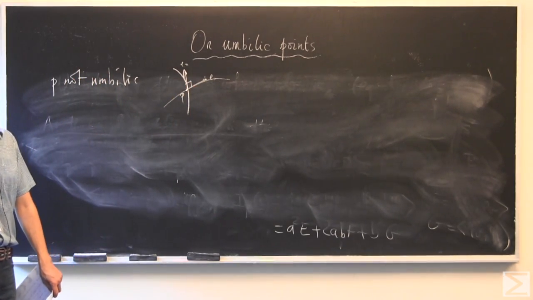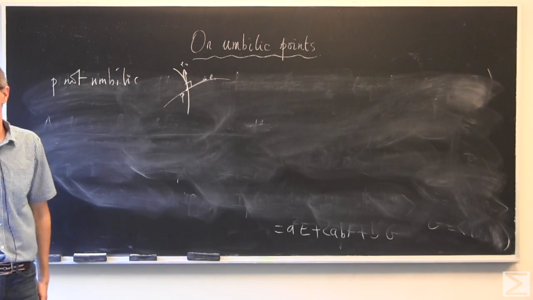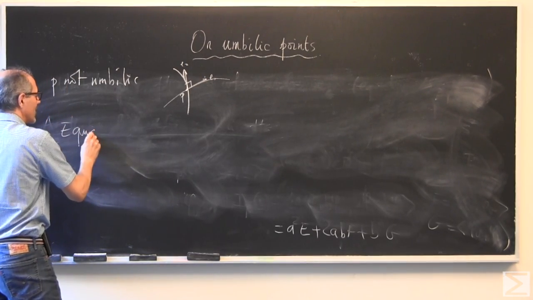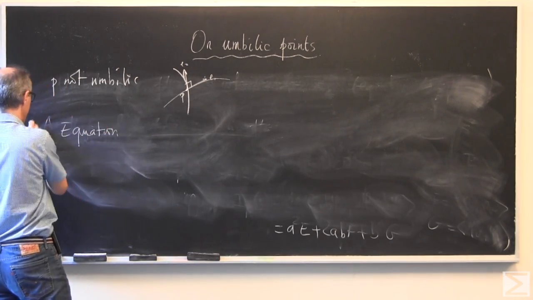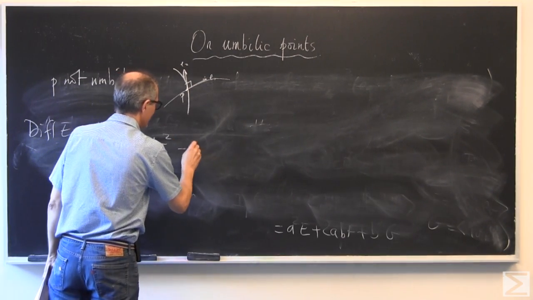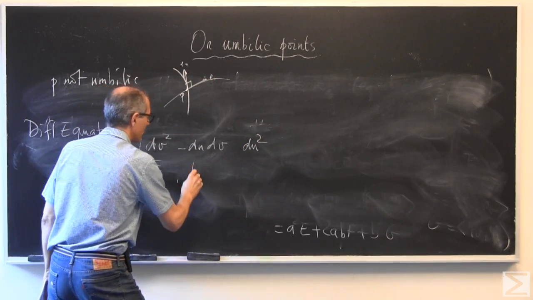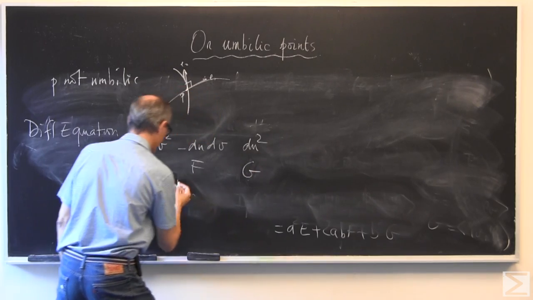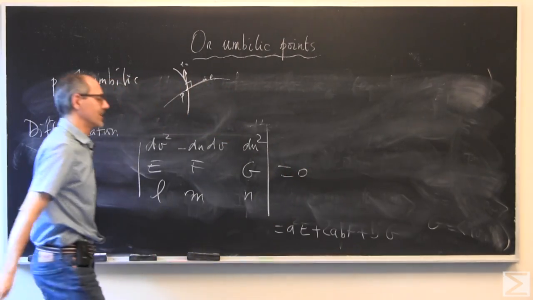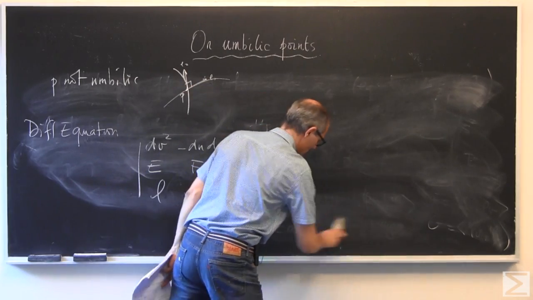So there are two lines of principal curvature at each non-umbilic point. Okay, and the differential equation of the line of curvature is easy to remember. It's just you put the coefficients of the first fundamental form and the coefficients of the second fundamental form, and you calculate this, and you get a differential equation. It's a quadratic differential equation.